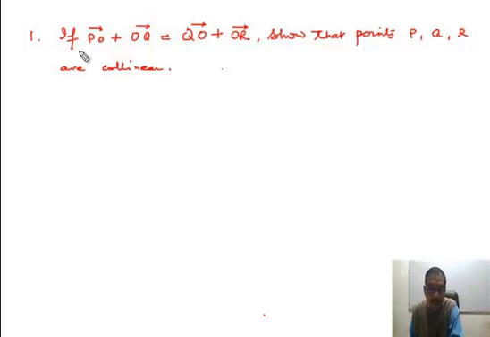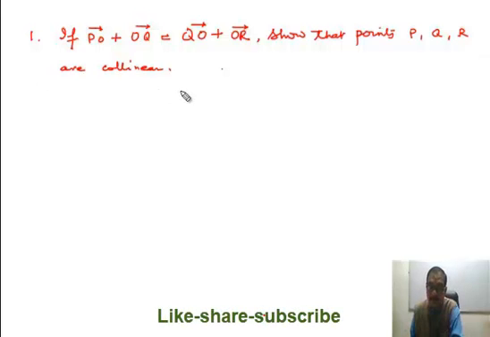Question number 1. If PO vector plus OQ vector is equal to QO vector plus OR vector, show that points PQR are collinear. See, we will be solving this question with the help of triangle law.